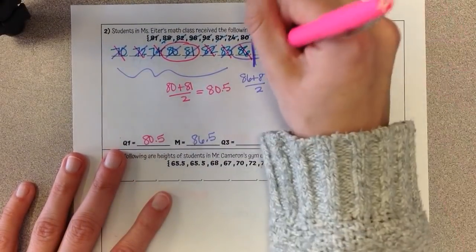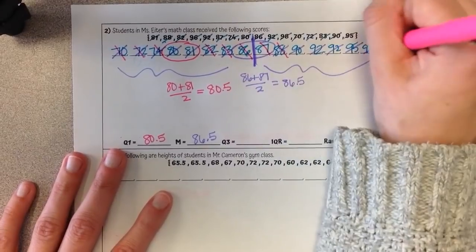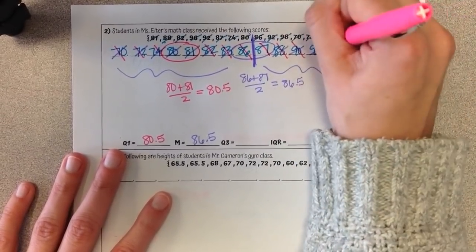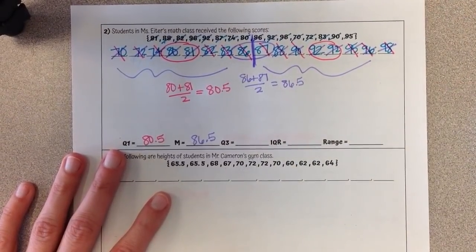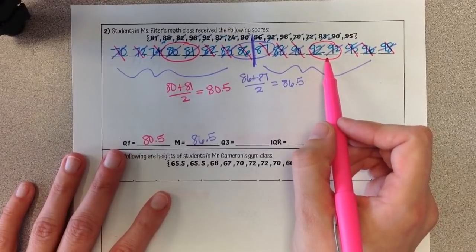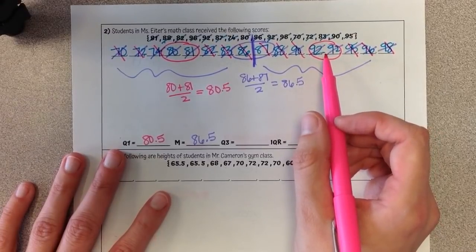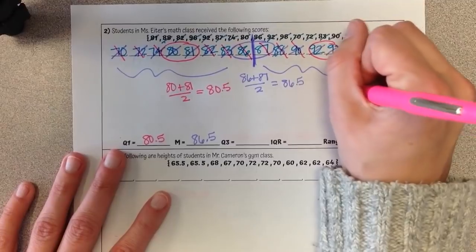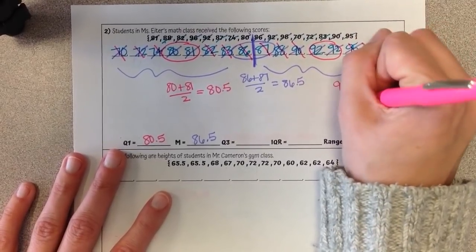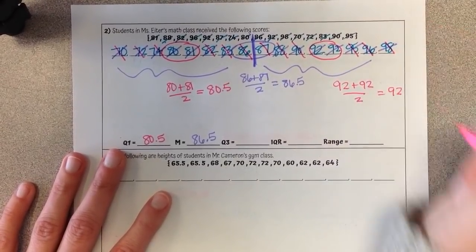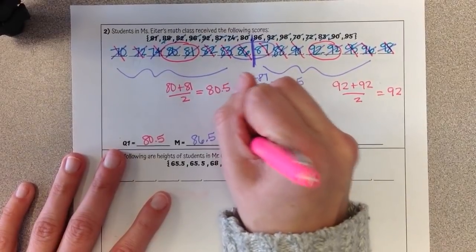Same thing for the top half. Lowest, highest, lowest, highest, lowest, highest. Again, we have two values in the middle. You might notice right away that they're the same numbers, so the average of them is just going to be 92. If not, you can add them together, divide by 2, and you will get 92.